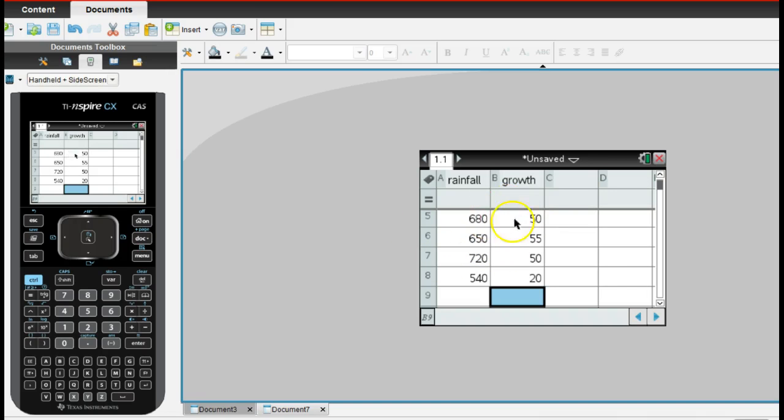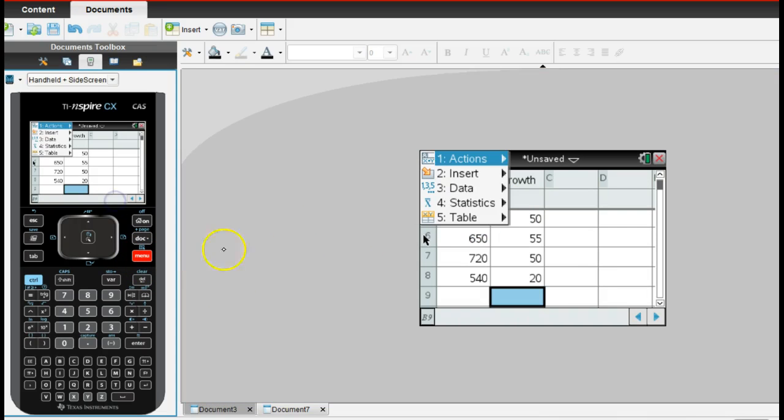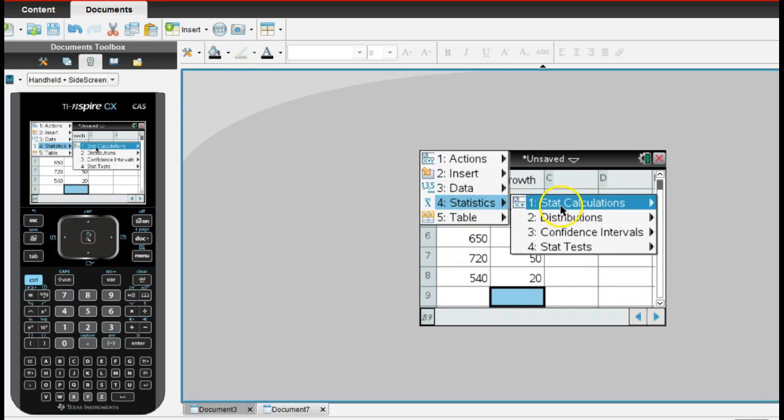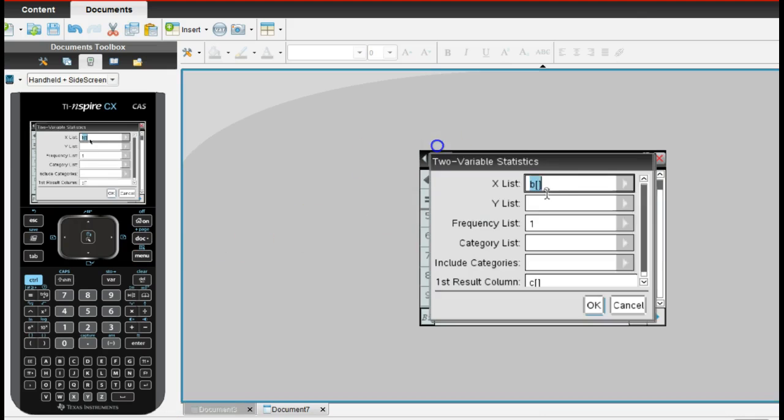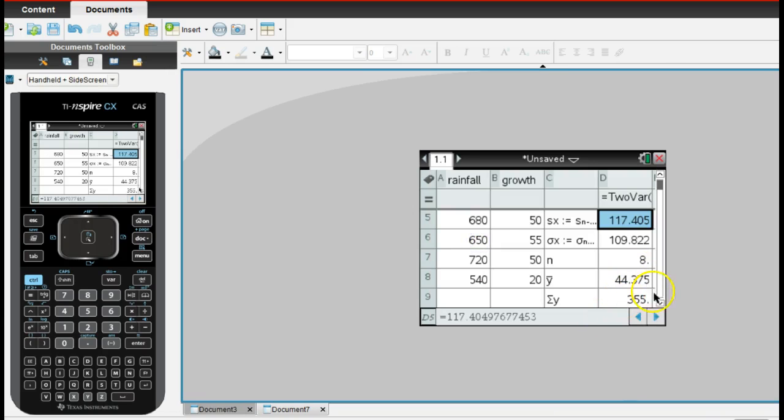Now, when we're comparing two sets of data, and we want to look at the relationship between them, we go into stats, we go into stat calculations, but now we choose two variable statistics, and we label what we want. So the X list will be what's going to end up on our horizontal axis. That's rainfall. That was what was in our first column, our A column, and growth is going to be in our vertical column. And our results are going to go into column C. That all looks good, and there they are.